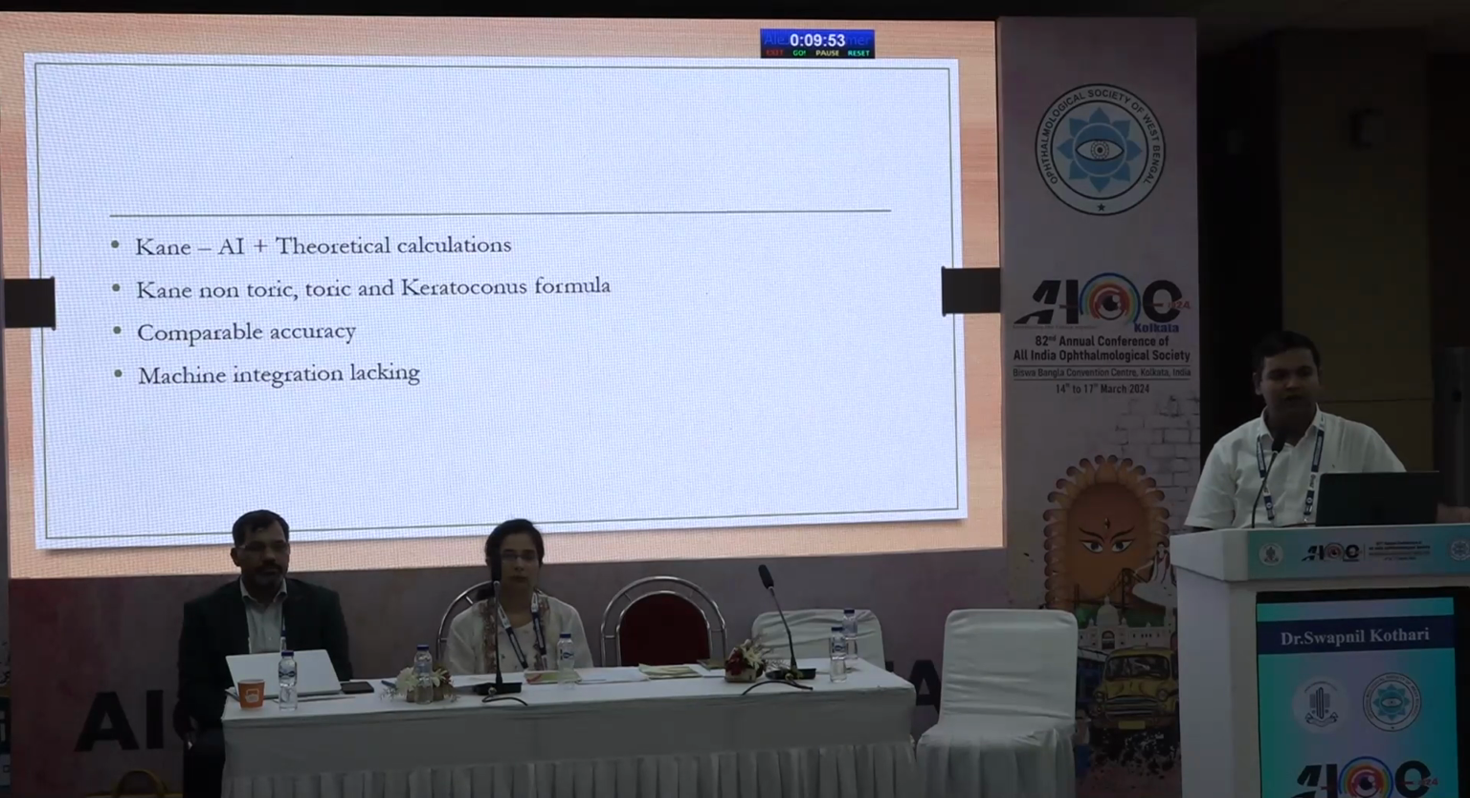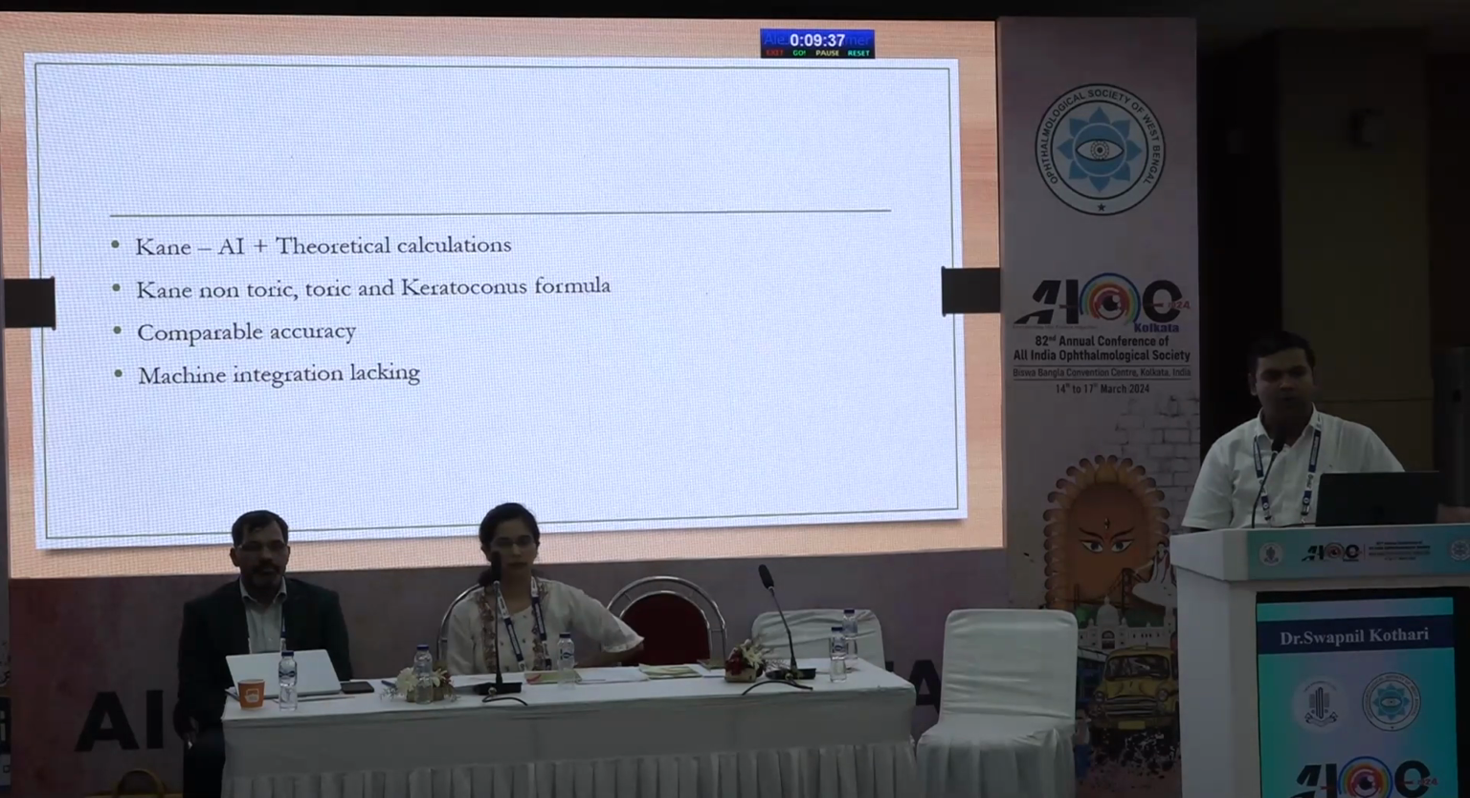And then you have another formula which is very accurate, which is called the Kane formula. It is an AI plus theoretical calculation formula. It has non-toric, toric and keratoconus variations, and it also gives comparable accuracy as compared to Barrett. But the main problem with the Kane formula is it doesn't come integrated into many machines, many optical biometers, while Barrett is now almost standard in all the optical biometers.